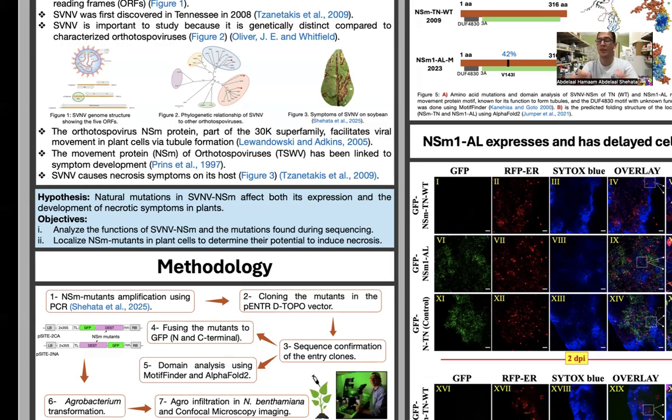However, the orthotospovirus movement protein has another function besides that, which is called tubule formation. Tubule formation is a domain that they contain, and it allows them to form tubules. How this happens is that the protein self-interacts and forms a tubule to allow the virus to move from one cell to another. And this is something fascinating about these viruses.